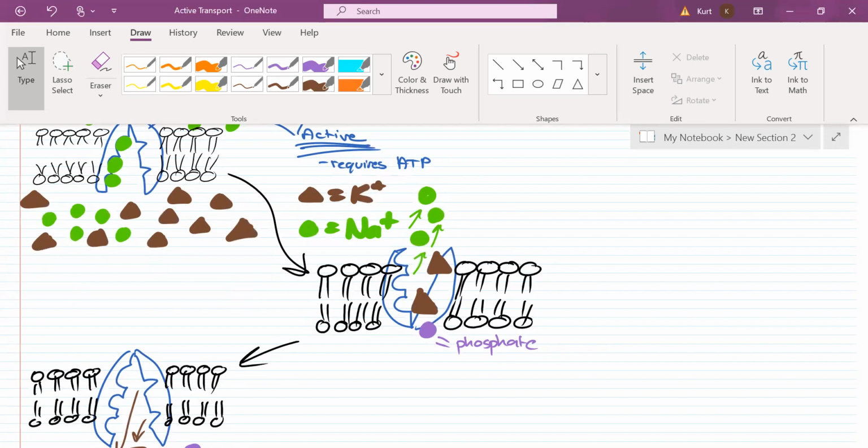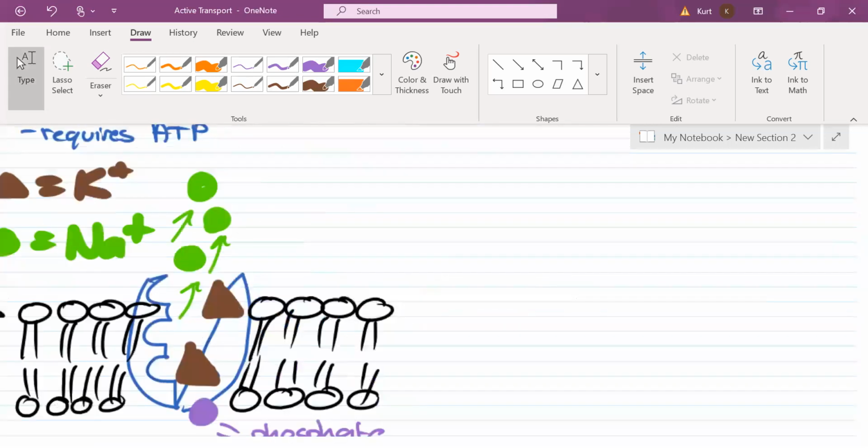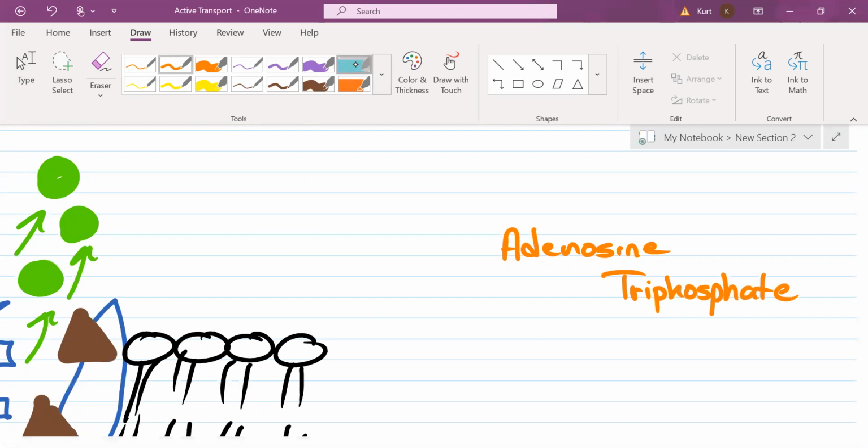So speaking of phosphate, speaking of ATP, let's quickly go over what that means. What is ATP? ATP is adenosine triphosphate. You see an A, you see a T, you see a P. ATP.